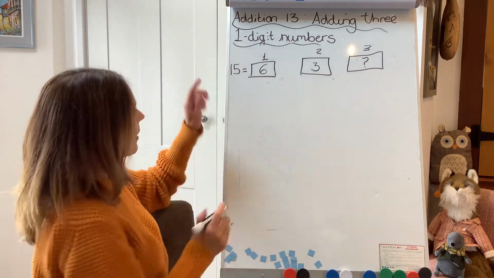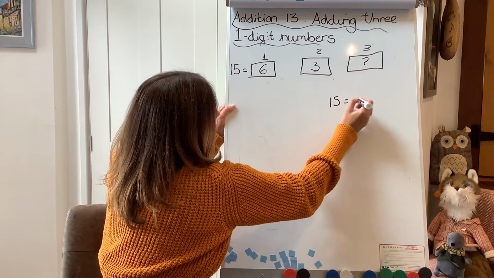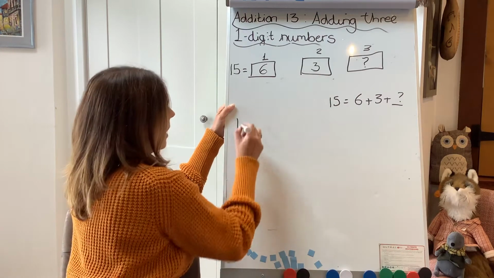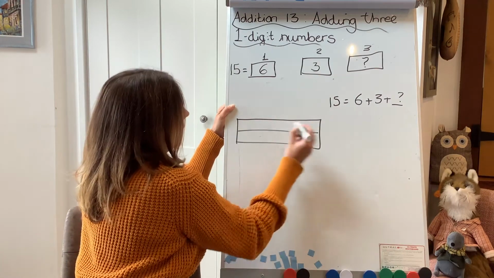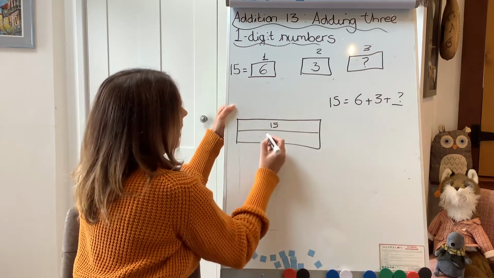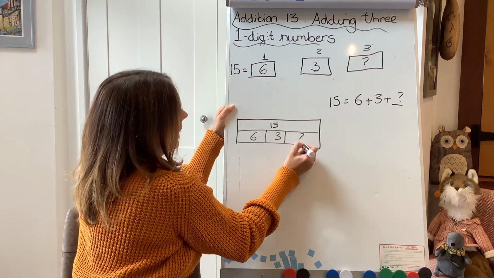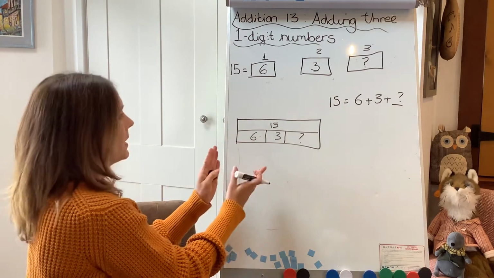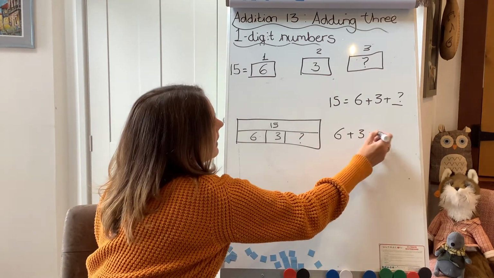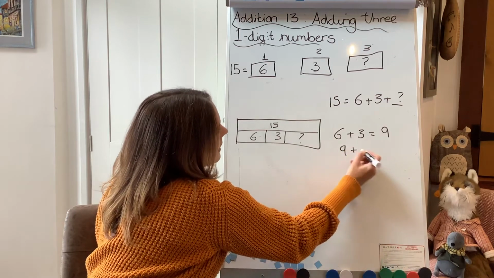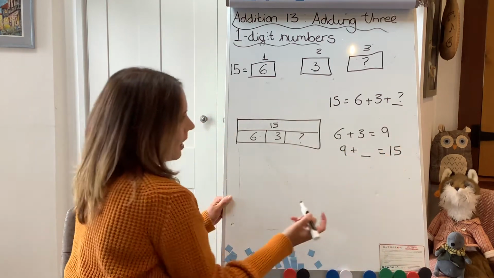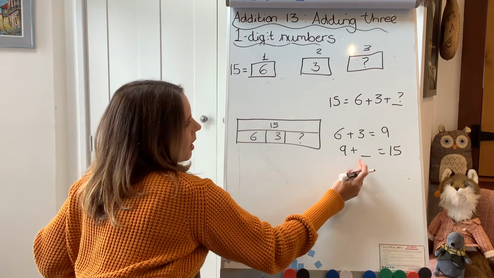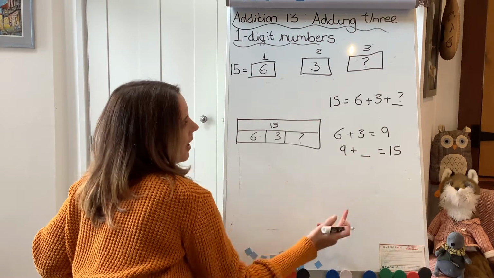Okay, so this time what we're looking at is 15 is equal to 6 add 3 add something. So that is our missing number. On a bar model, we could see we've got 15 as the whole, made up of 6 and 3 and something else. So how are we going to find this out? Well, what have we got so far? What do we know? Well, 6 add 3 is equal to 9. So 9 add something is equal to 15. So what I will do is count on. So I know that 9 and 1 makes 10, and 10 and 5 makes 15.